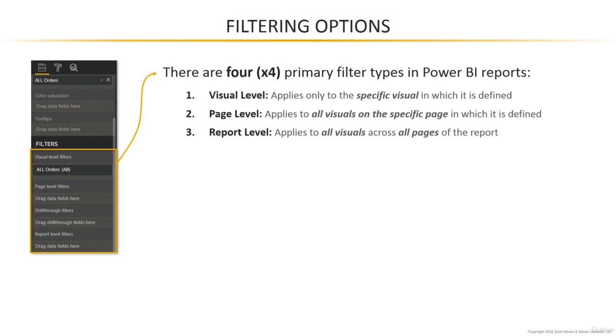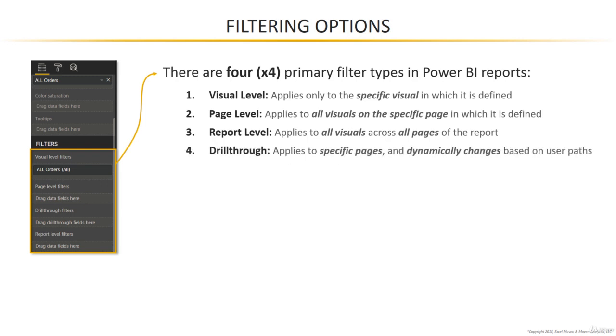Now keep in mind that DAX filter measures, like ALL or FILTER, can still change and overwrite the context created by a report level filter. So there's a lot of interplay here between filter context being created in different types of ways, and we'll talk more about that throughout the section.